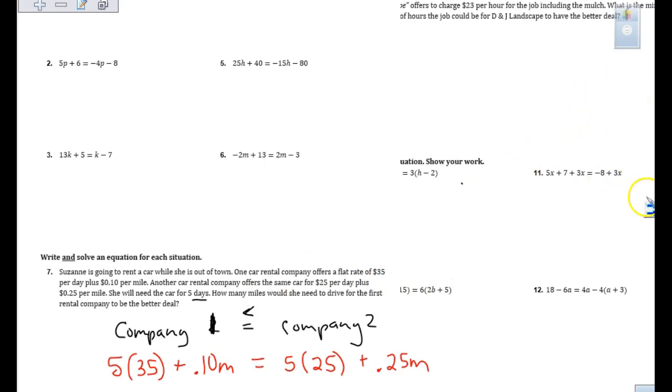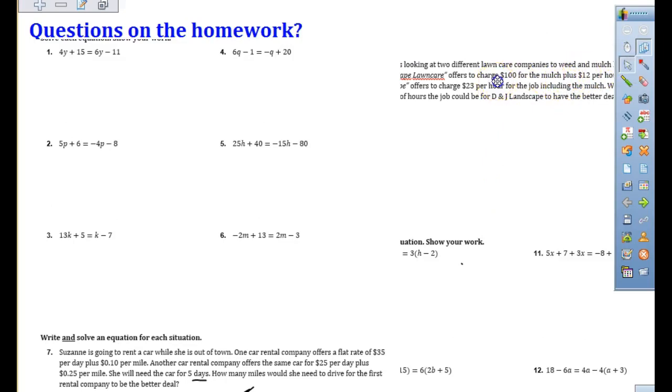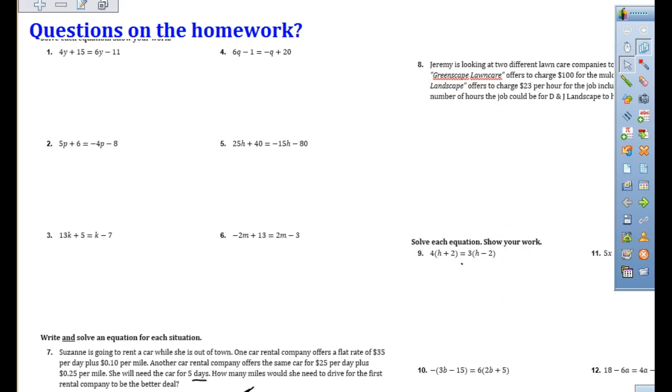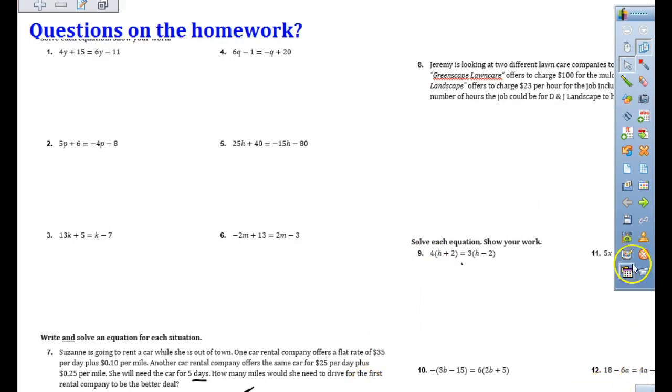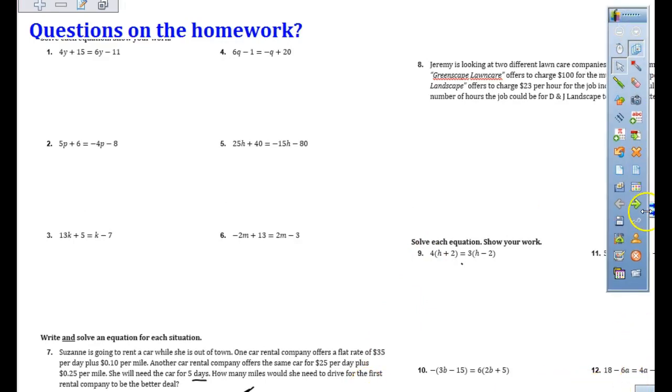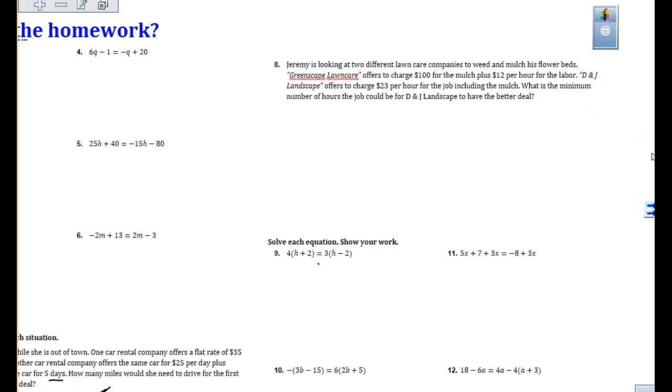Number 11. So if we are taking a look at number 11, and we can look at 7 and 8 also. So let's look at those two. Number 8, as we look at that question. Number 8 said, we're looking at that situation about the greenscape and how we are going to do that. So if we read the question, one company is charging $100 plus $12 an hour for mulch.